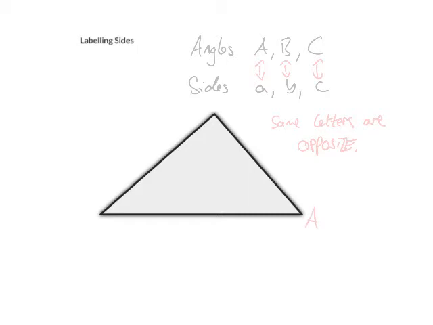If I label this angle A, the opposite side is this one here. So that's going to be side A. And that's it. That's all you need to know. So if this is angle B, the opposite side is side B. And if this is angle C, the opposite side is side C. That's how we label the triangles, and that's what you need to remember.